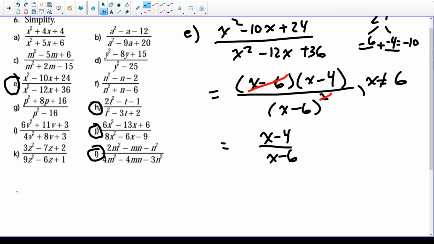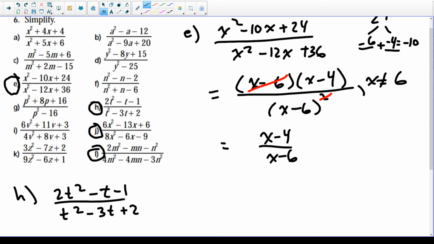Okay, let's take a look at H. So we have one type 2 trinomial in the top of H and one type 1 trinomial on the bottom. This is the first time I'm reviewing a type 2 trinomial with you, so I am going to do the full thing here. So we need two numbers that multiply to 2 times minus 1.